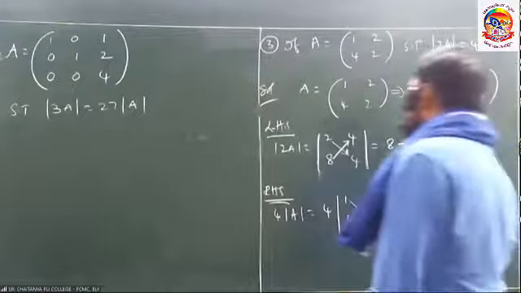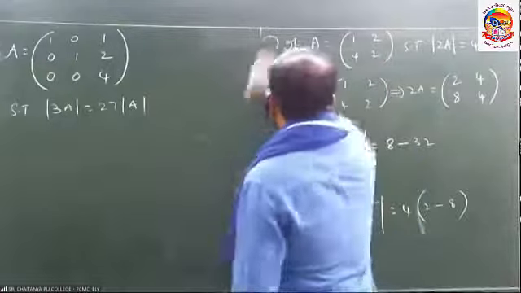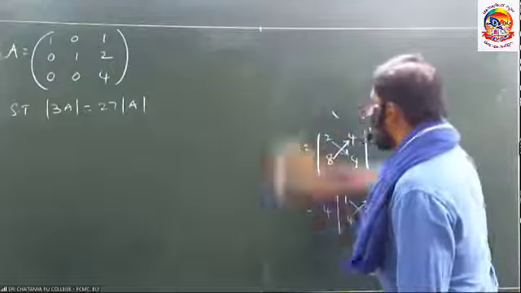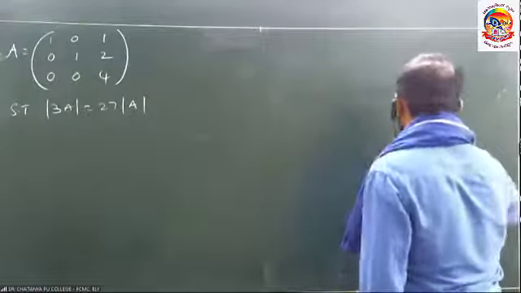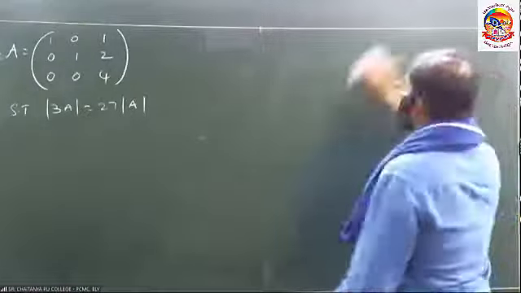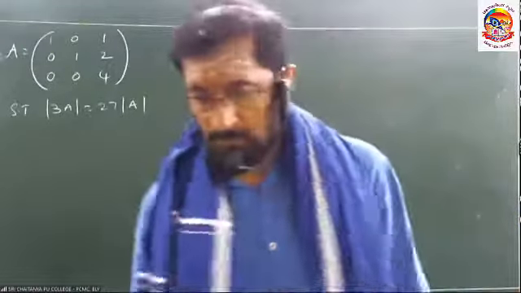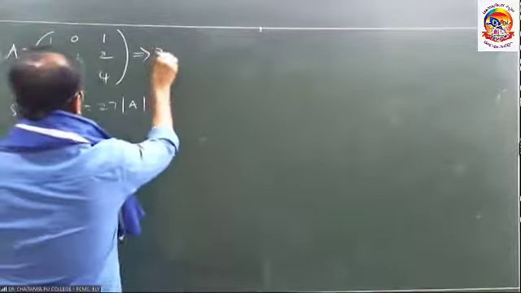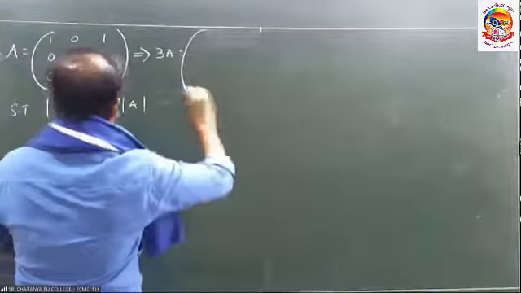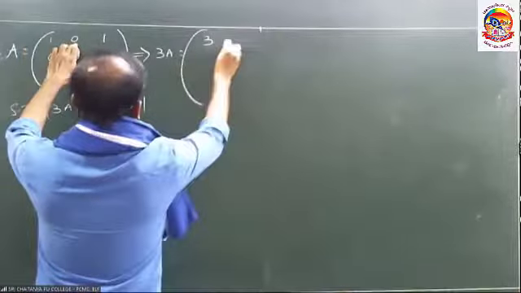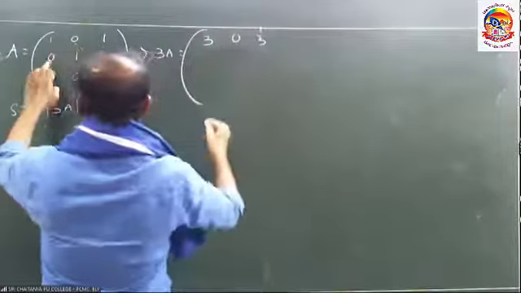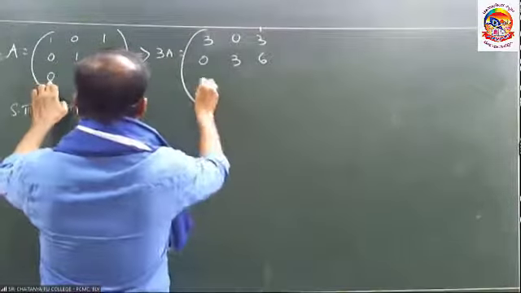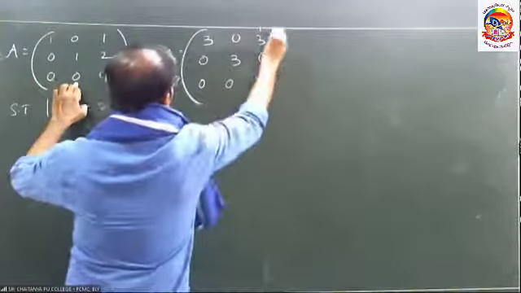I hope you have copied this. So now start doing that problem. Now find out immediately 3A. 3A is equal to the matrix with rows 3, 0, 3; 0, 3, 6; 0, 0, 12. Am I right?